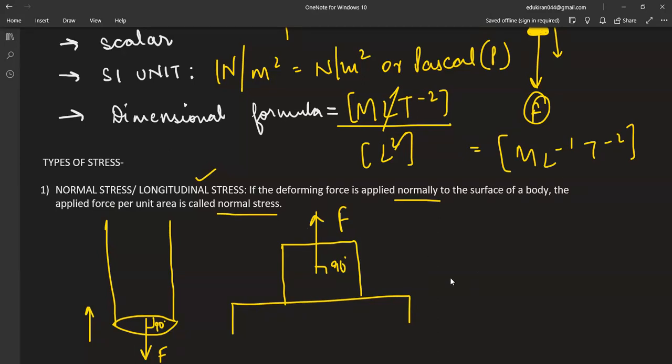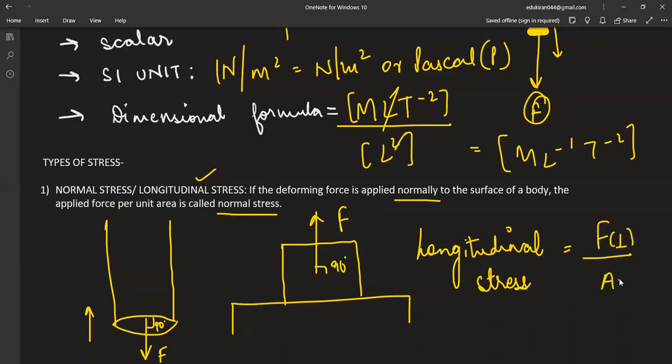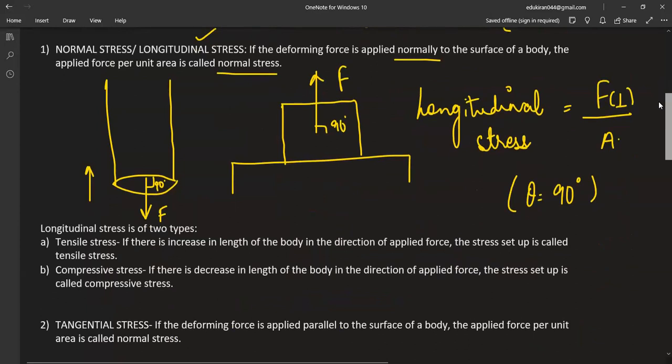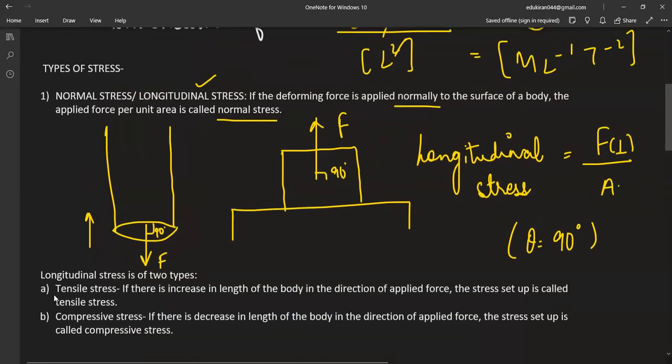All right. So the formula of longitudinal stress will be the perpendicular force which is being applied per unit area. Just remember that this has to be 90 degrees. The angle between the force and the surface has to be 90. Then only you will get the longitudinal stress. Now this is also of two types. Tensile stress you have, and then you have compressive stress.